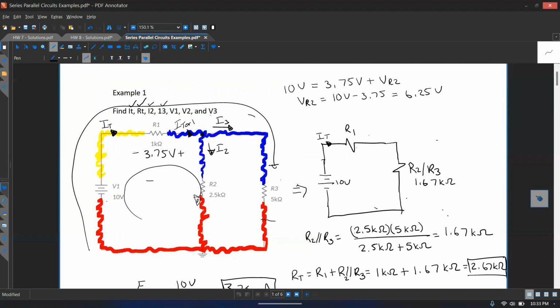And same thing if we would have gone around the outside. We're at 10 volts equals 3.75, which is the voltage drop across R1, plus VR3. And you get the same thing.